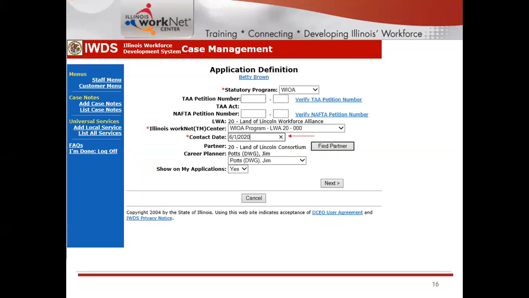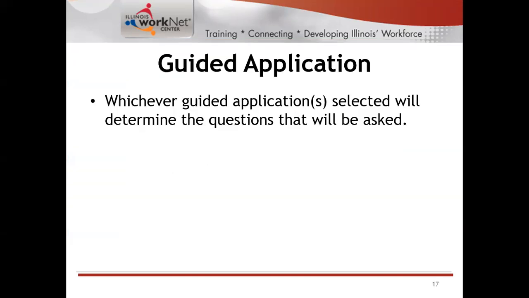This is for a new client. If it's a client that's already in IWDS as an applicant or has a current registration, you wouldn't be able to do this. But for a new one, the contact date needs to be 6/1/20 or after.